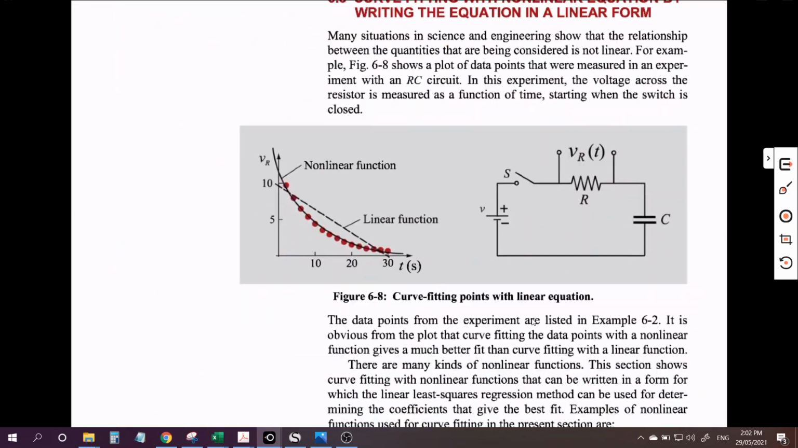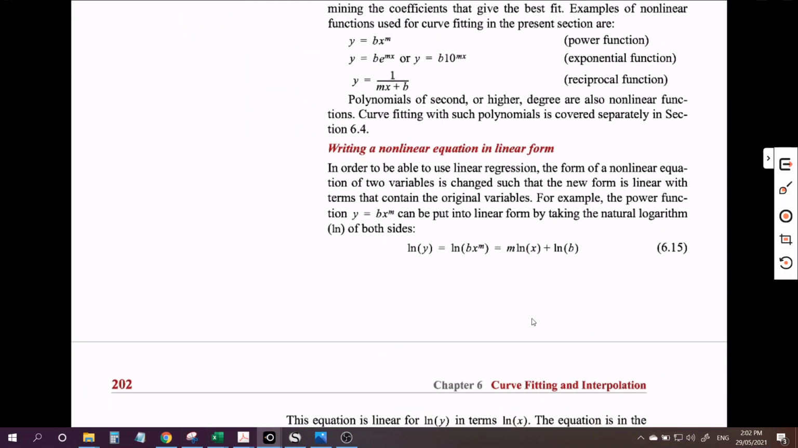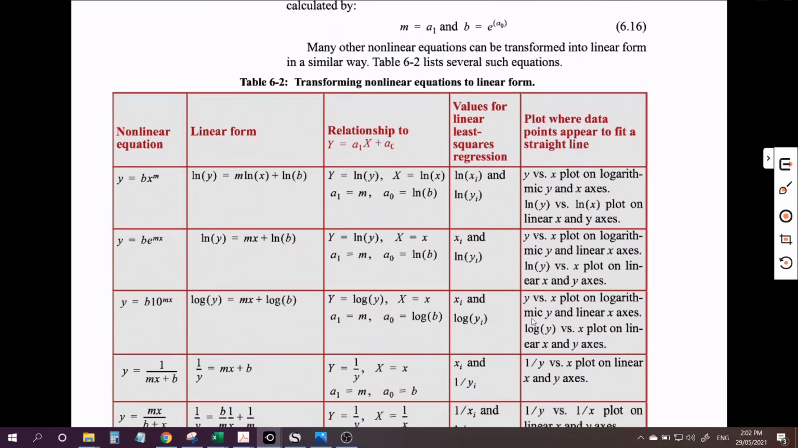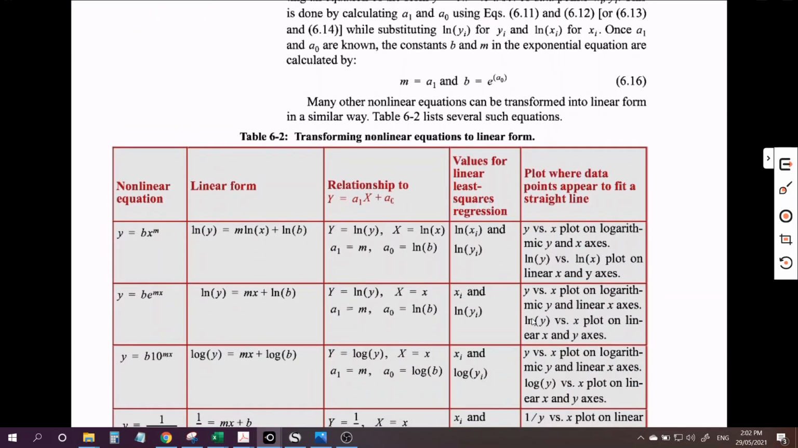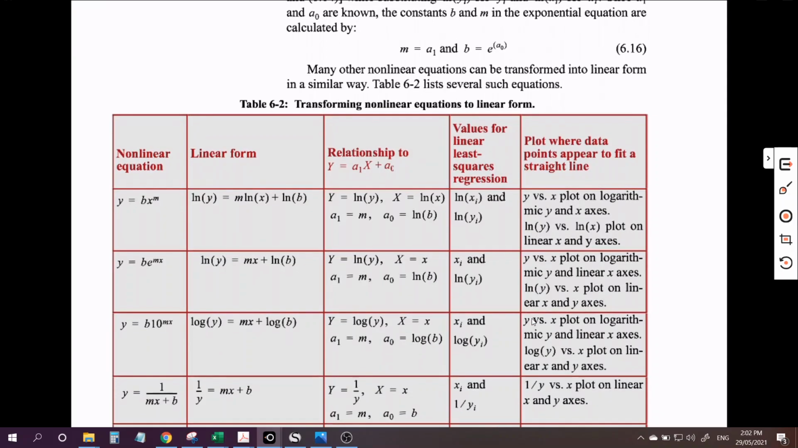Okay, so curve fitting with a nonlinear equation, again you'll just have to transform the nonlinear equation into a linear form. So for example, y equals bx raised to m. Find the natural logarithm on both sides. We'll come up with this.